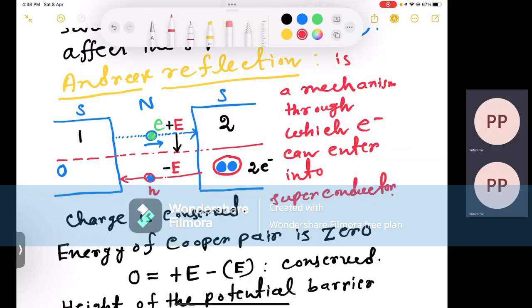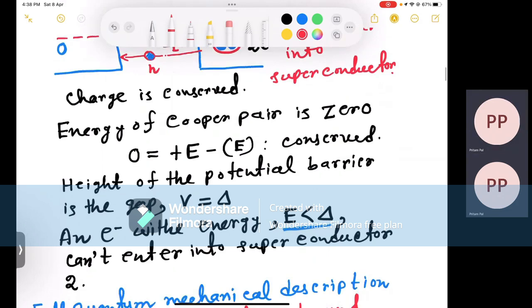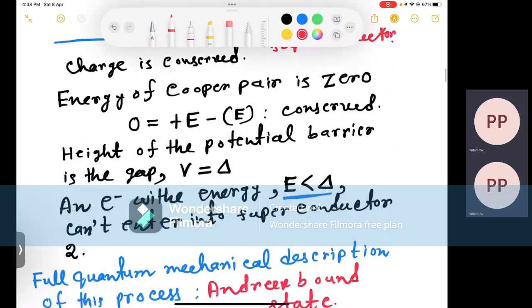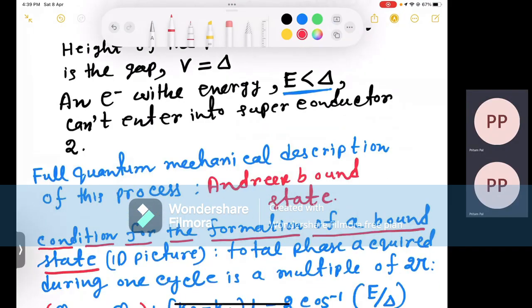Cooper pair is zero. You can see, if one electron is entering here, then to conserve the charge, another hole has been generated and reflected back into the system, and a Cooper pair of charge 2e has entered the superconductor. The height of the potential barrier in this gap is delta. If the electron has an energy which is less than the barrier height, then the electron cannot make the entry into the superconductor.